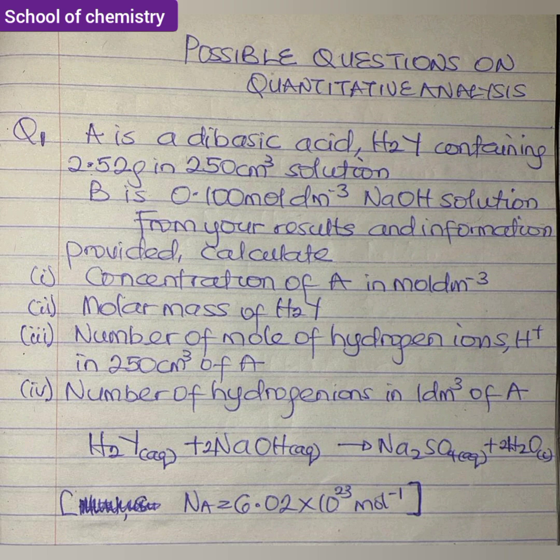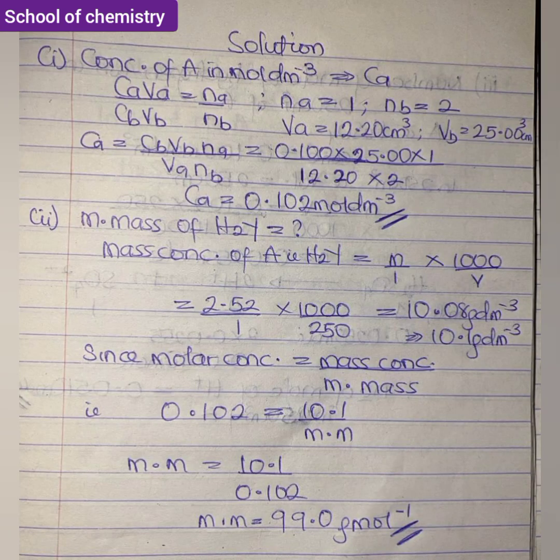And from the balanced equation, it is easy for us to get the mole ratio of the acid to the base, because you have to look at the coefficient of the acid in the balanced equation. The coefficient of H2Y is 1, that is, Na is equal to 1, while the coefficient of NaOH in the balanced equation is 2, that is, your Nb is equal to 2. So the mole ratio of acid to base in this question is 1:2. Now, if you proceed, you can move to the next slide, which is the calculation to these questions.